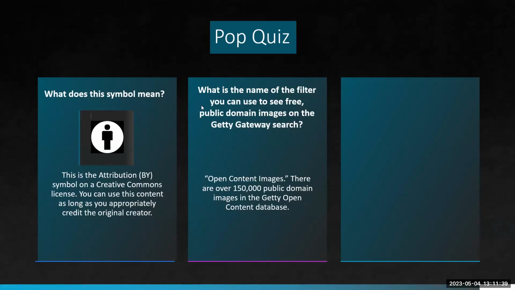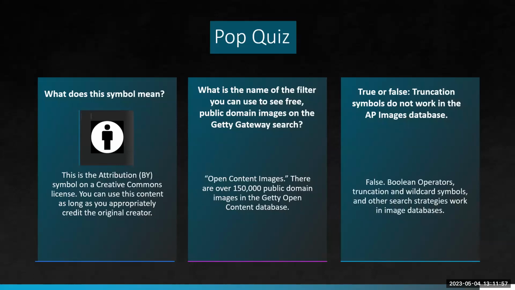All right, our third one is easier. This is true or false. Truncation symbols do not work in the AP Images database. False? You guys are right. 3 for 3. That is false. Boolean operators, truncation and wildcard symbols, and other search strategies work in image databases. So really great job, everybody.